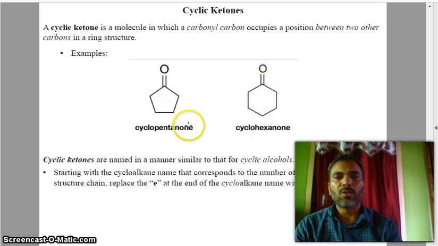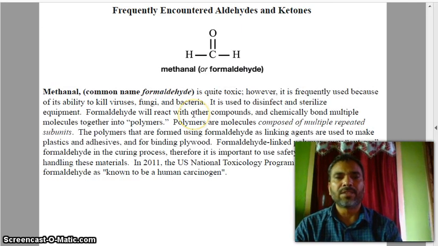We call it cyclopentanone. This is cyclohexanone. Hexa because 6 carbons are there, penta because 5 carbons are there. So cyclic ketones are named in a manner similar to that for cyclic alcohols, starting with the cycloalkane name that corresponds to the number of carbon atoms in the ring. As in the structure chain, replace the E at the end of the cycloalkane name with -one. So cyclopentane, just remove E and add -one.